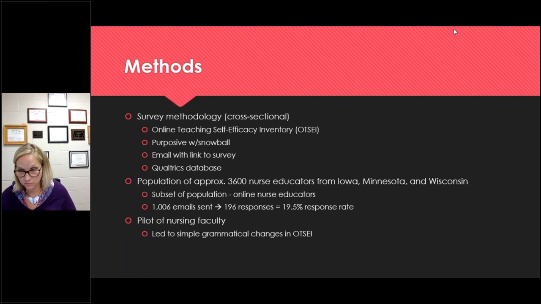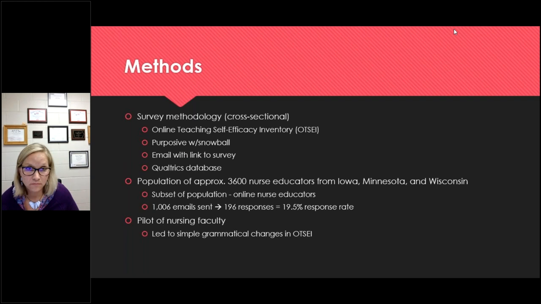So what I did was I went through each approved list of nursing programs in each state and went to all of those school websites and looked at all of the faculty directories and was able to get 1,006 email addresses. So I shouldn't say that's 1,006 emails sent. They were batched, so they were not 1,000 emails, but it went to 1,006 recipients. From that, I received 196 responses, which if you look at it in the context of 1,006, that's a 19.5% response rate. However, if you look at it in the context of 3,600, that's only a 5.73% response rate.